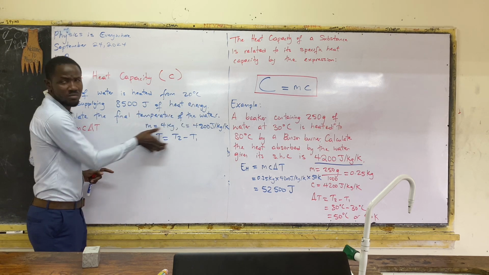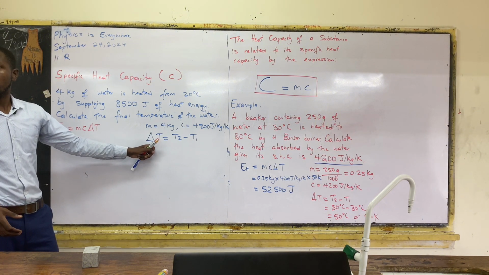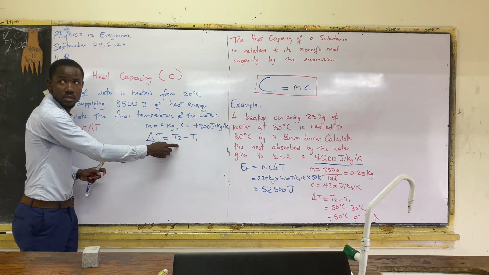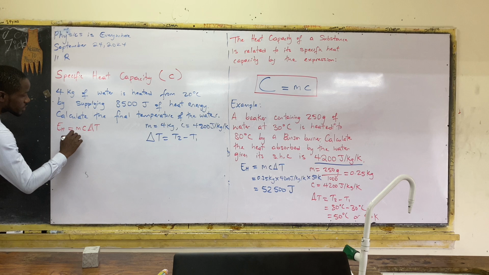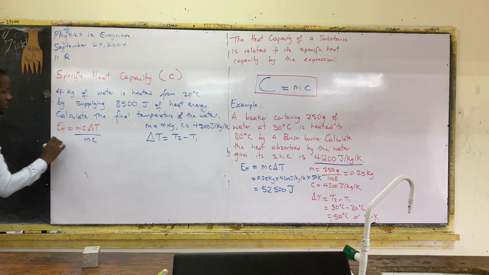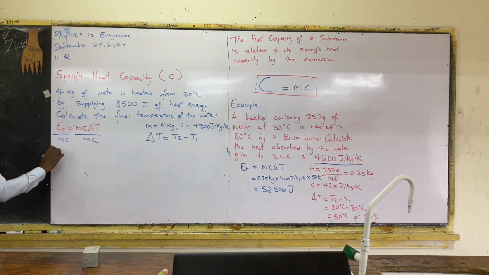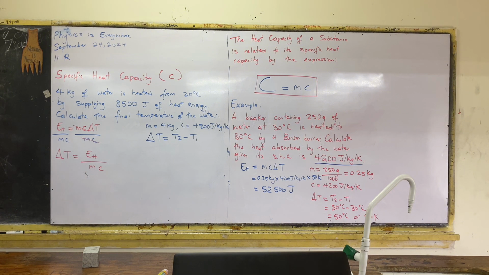So we cannot do anything with this as yet. So let's first transpose so that we can find the change in temperature. Because if we know the change in temperature, we can rearrange this equation right here so that we can find T2. So let's do that then. We're going to find delta T. So all we do, divide this one by MC, and divide this one by MC. So cancelling, delta T is equal to EH over MC.